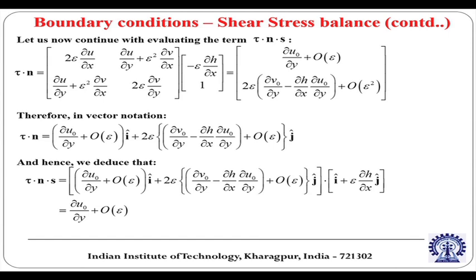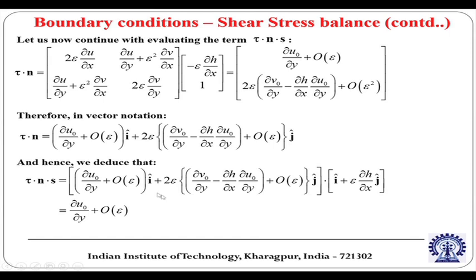Now tau dot n dot s, if we want to evaluate that, the algebra is a bit tedious. I have put this algebra in the slide just to convince you that for every work there is a brute force way of doing it and there may be a little bit more tricky way of doing it. If you see here, tau dot n we have found out, so this is tau and this is n, n is minus epsilon del h del x I plus j. The components of n are minus epsilon del h del x and 1, this we have derived in a previous lecture. Then you have tau dot n, so you have made the dot product, and then tau dot n dot s, we have derived what s is also.